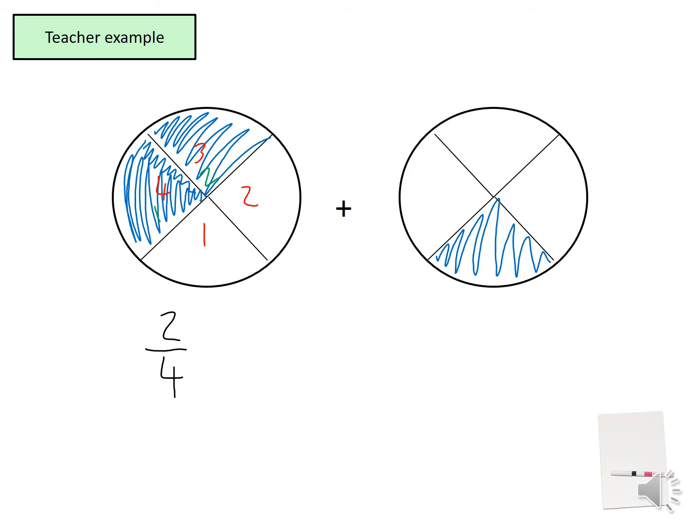Now if we have a look on the right hand side, we also have 1, 2, 3, 4. We have 4 parts, so we're dealing with quarters, and out of those 4 we have 1 that is shaded. So again, we have 1 out of 4 that is shaded. So when we add these two fractions, the denominators do not change. We do not add the denominators because it is still only out of 4 parts. However, we have 2 parts and now we've added 1 part, so in total we have 3 parts. So we have 3 out of 4 parts, and that is 3 quarters.